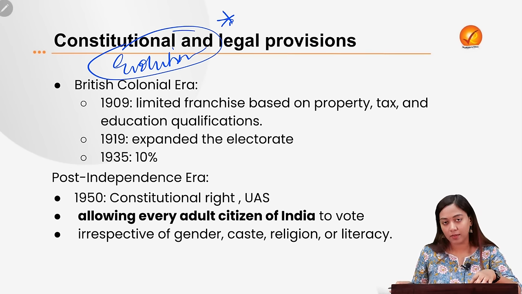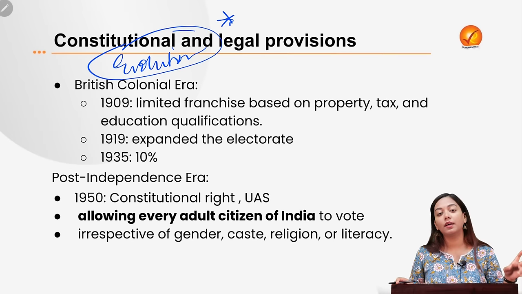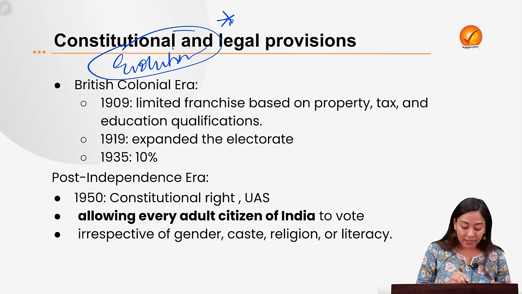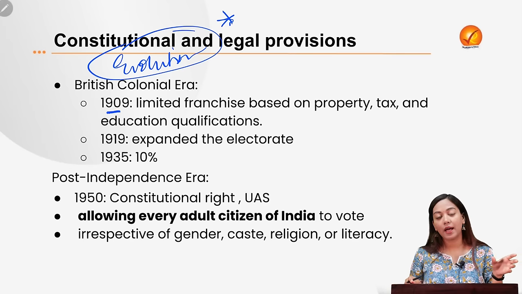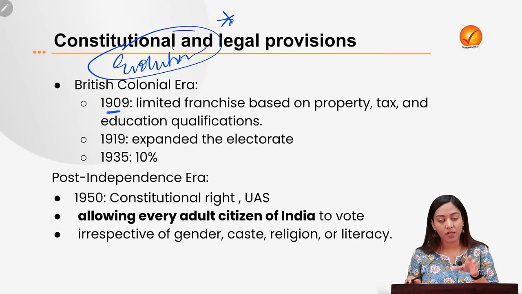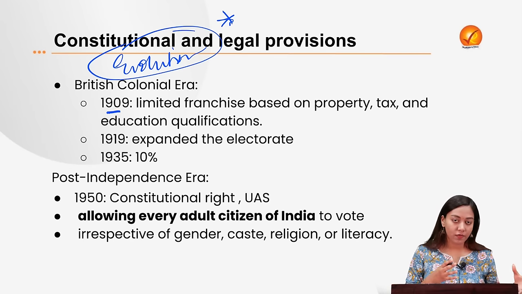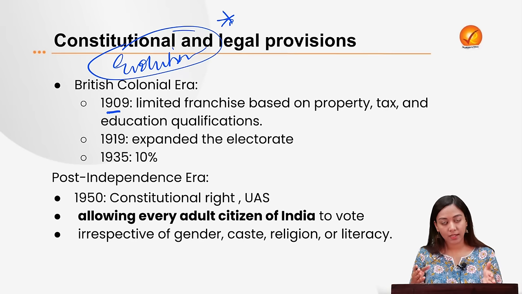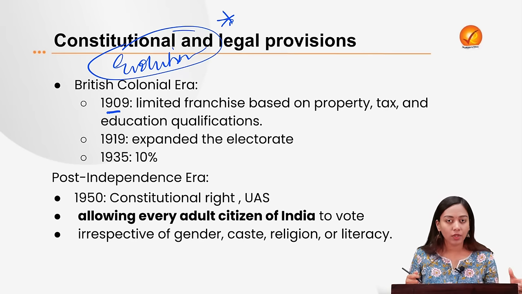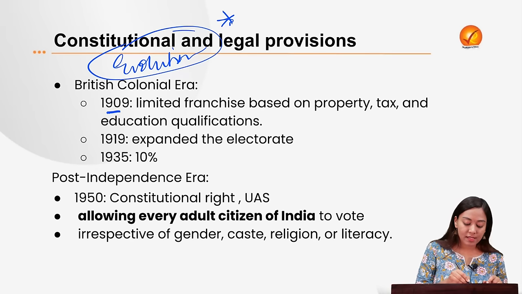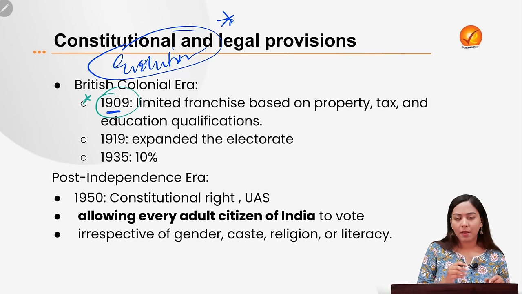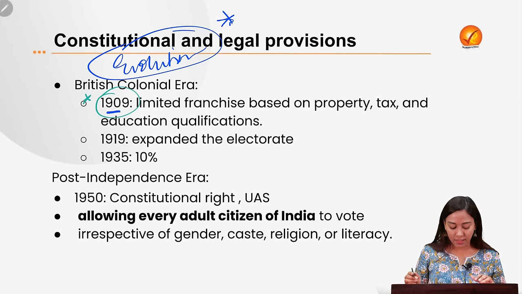long history of struggle. It all started with the Government of India Act 1909. This is also the act which is known as the Morley-Minto reforms. Why Morley-Minto? Because Morley was the Secretary of State and Minto was the Viceroy at that time. He is also known as the father of communal electorate, because for the first time, this act provided for communal electorate. But that's not the thing of discussion right now.